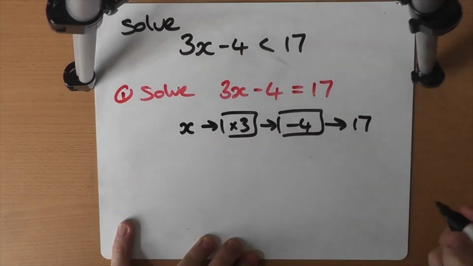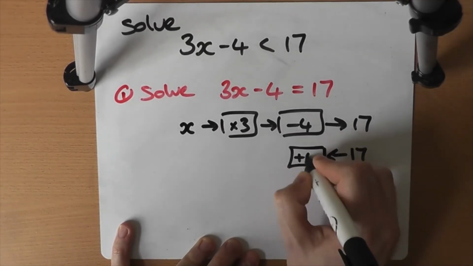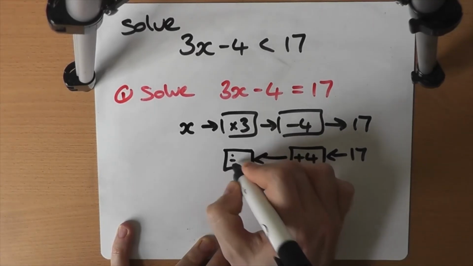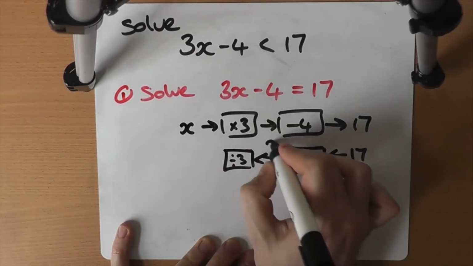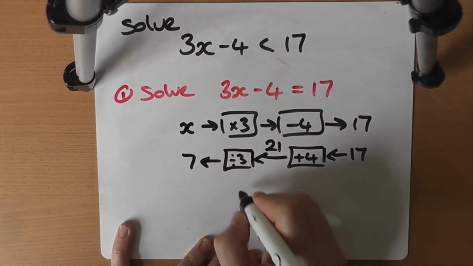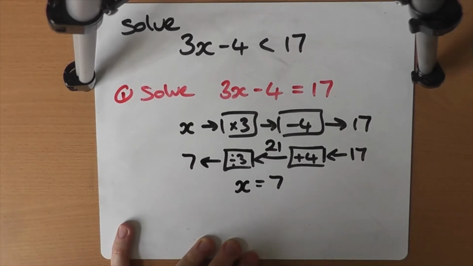This is a classic function machine kind of problem. So I'm going to put the 17 back in. I'm going to add 4 this time. And we're going to divide by 3. 17 plus 4 takes us to 21. And dividing by 3 gives us 7, which means when we solve the equality, x is equal to 7.